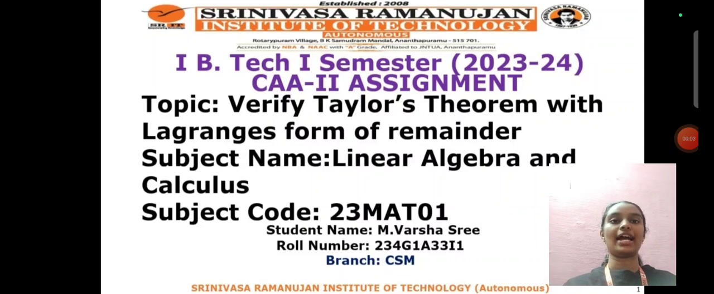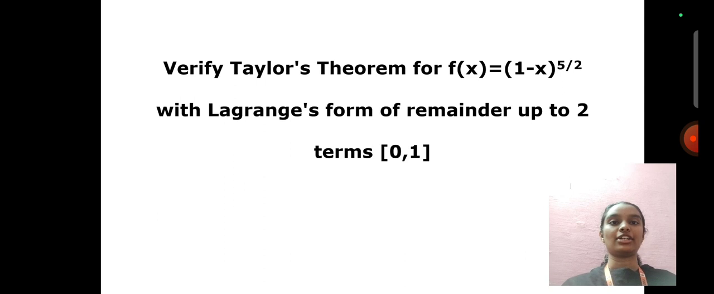My name is M. Varshasri and I'm from the Computer Science Engineering branch, and my roll number is 234G1A33I1. Today I'm here to give a PowerPoint presentation for the CAA2 assignment on the topic of verifying Taylor's theorem with the Lagrange's form of remainder, for the subject Linear Algebra and Calculus, subject code 23M8001. My topic is to verify Taylor's theorem for f(x) = (1 - x)^(5/2) with Lagrange's form of remainder up to 2 terms in [0, 1].